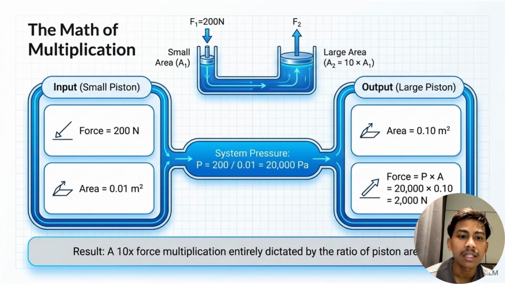Next, the pressure acts on the large piston, which has an area of 0.10 square meters, or 10 times larger than the small piston. To calculate the output force, we use force equals pressure multiplied by area. So F equals 20,000 multiplied by 0.10. The answer is 2,000 newtons. This means that an input force of only 200 newtons produces an output force of 2,000 newtons, giving a 10 times force multiplication.